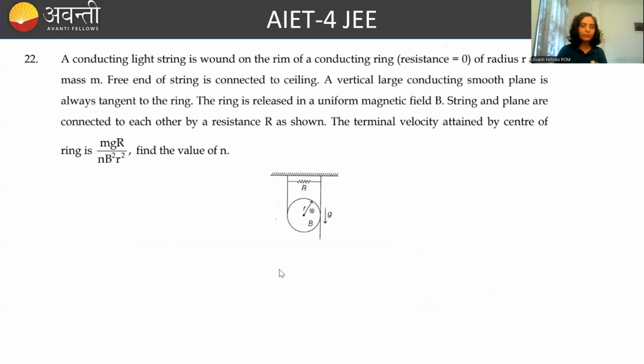Now let's move on to the next question. So this is your next question, right? What is the question? Let's first read it very carefully. There is a conducting light string wound on the rim of a conducting ring of radius r and mass m. The free end of the string is connected to the ceiling. A vertical large conducting smooth plane is always tangent to the ring.